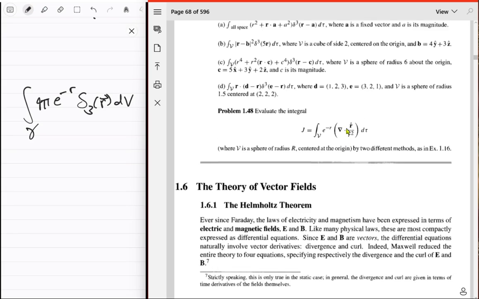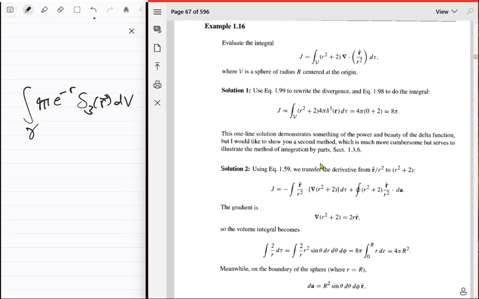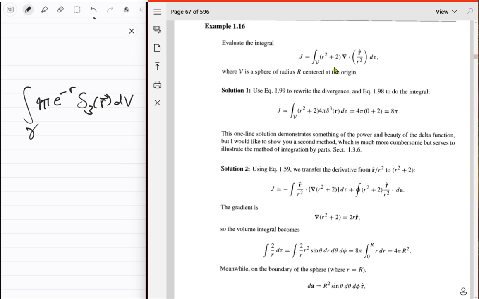So what is exercise 1.16 telling us? Using the Dirac delta function, and in solution 2, we transfer the derivative from r to r squared plus 2. So the problem was this thing, and then you changed this. Oh, okay, it's integration by parts, it seems. Fine, that's integration by parts. Yes, I could use that. But what about this one, though? Like this gradient. Okay, let's do our r hat. Still, what about it?